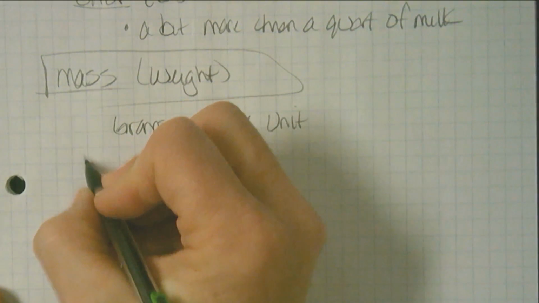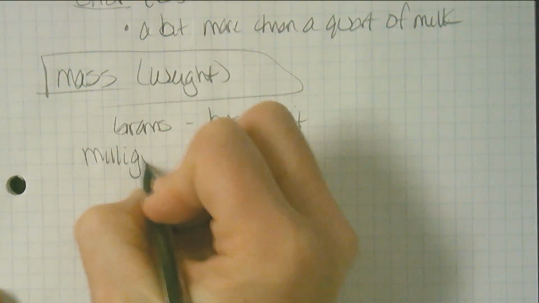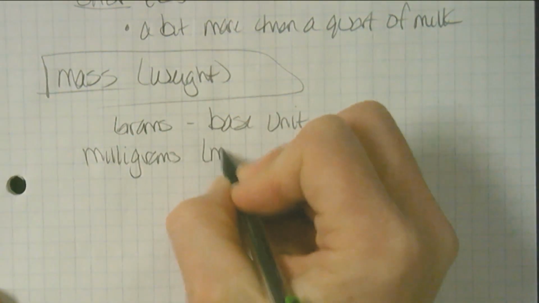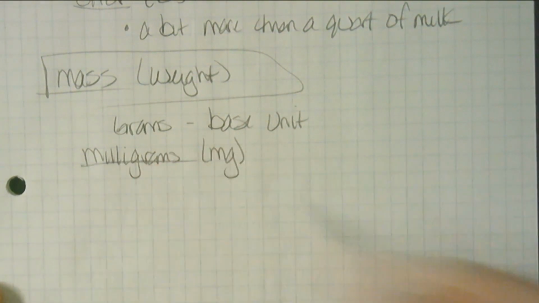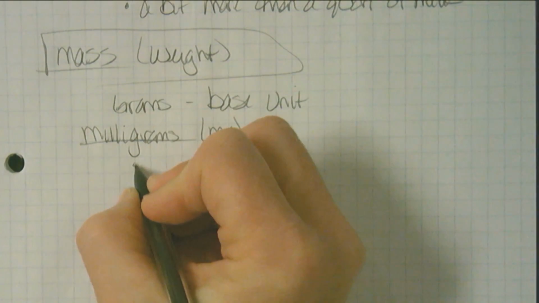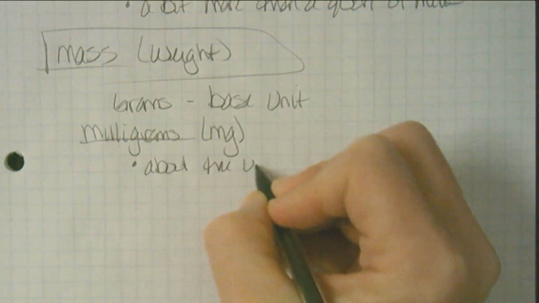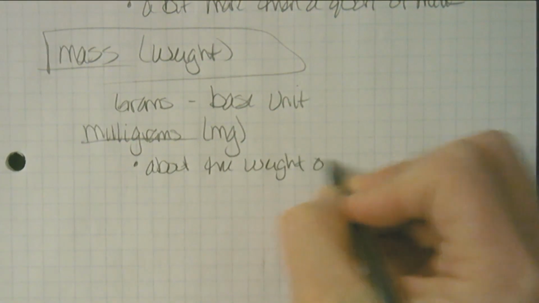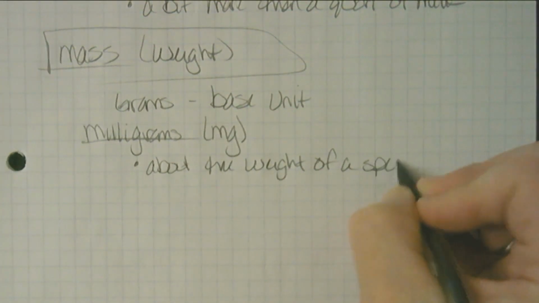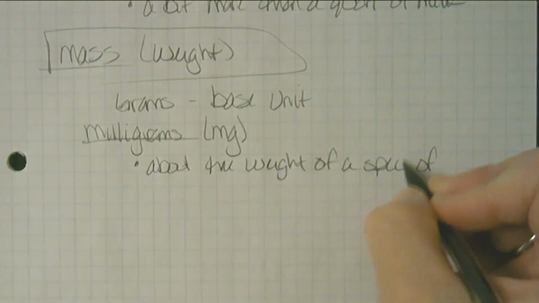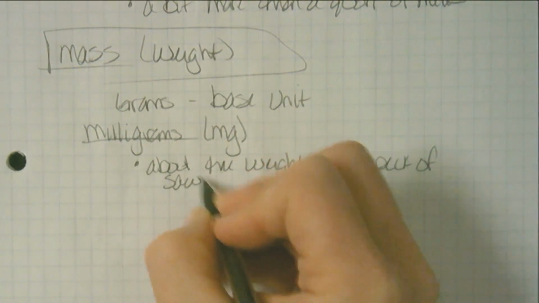All right, milligrams. That's lowercase m, lowercase g, milligrams. That is about a speck of sawdust. It's about the weight of a speck of sawdust.